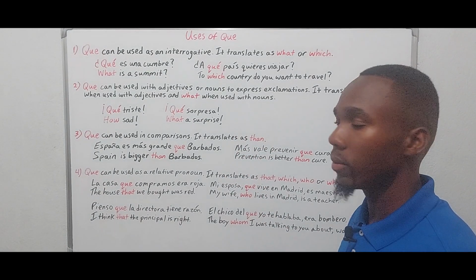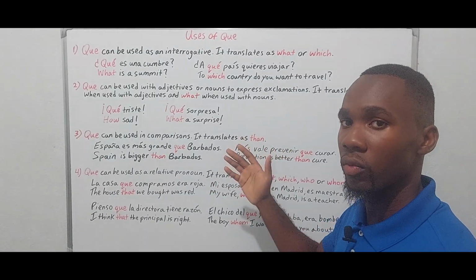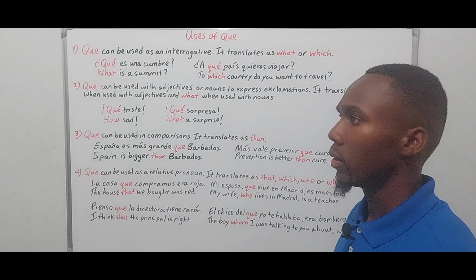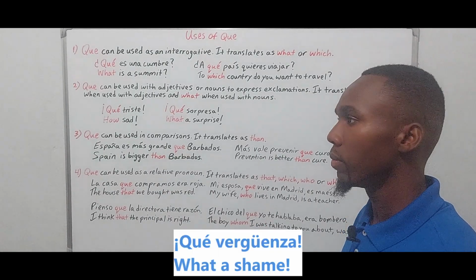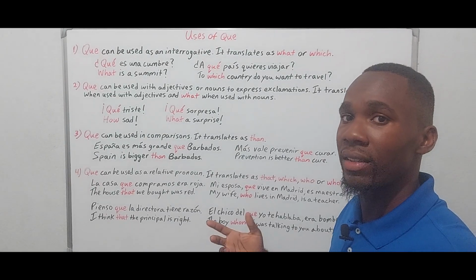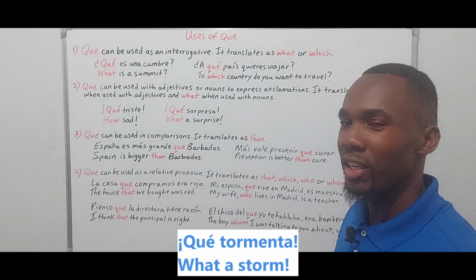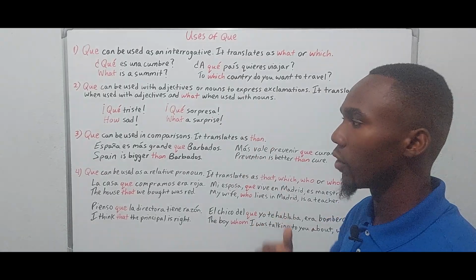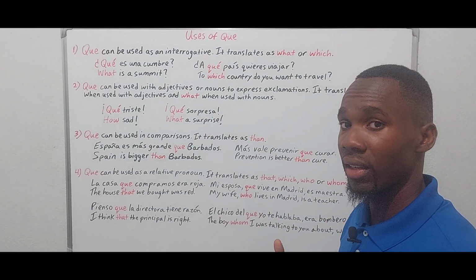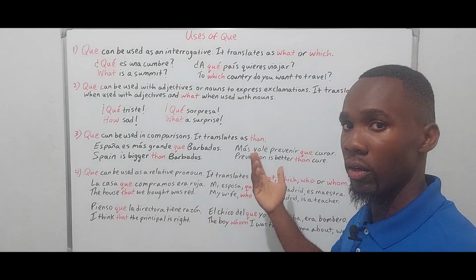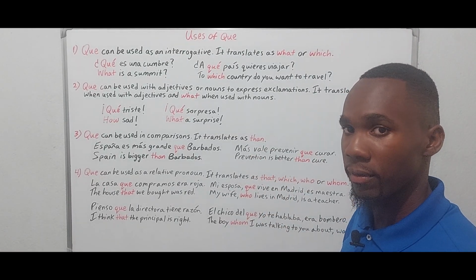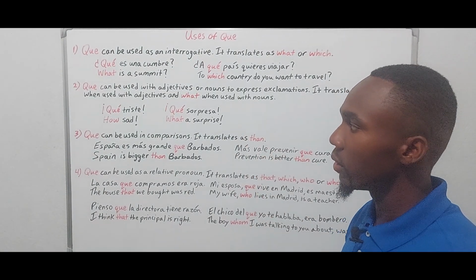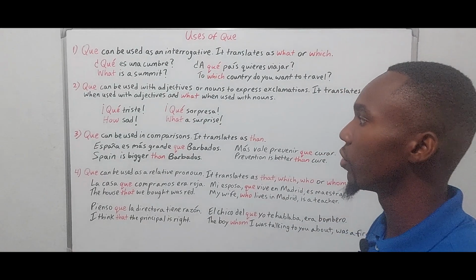And we said that if qué is followed by a noun, it translates as what. So, qué sorpresa, what a surprise. Qué vergüenza, what a shame. Qué tormenta, what a storm. So we're just using this as an exclamation. Remember, if it is followed by an adjective, it translates as how. And if it's followed by a noun, it translates as what. Muy bien. El tercer uso, the third use.